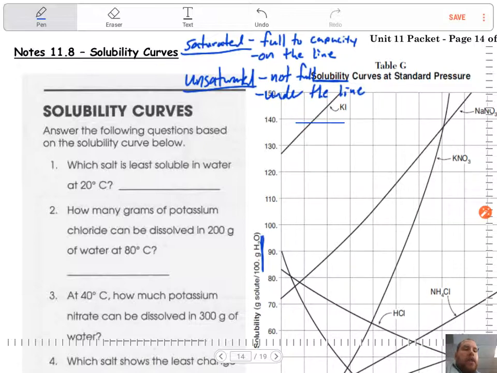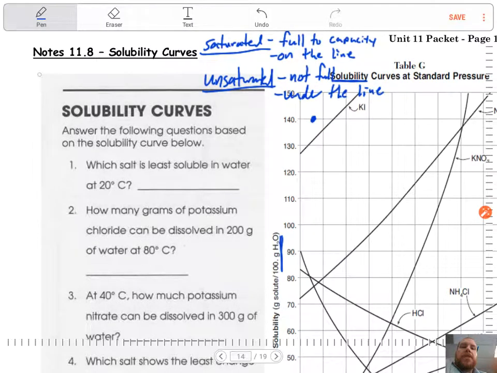Now, there's a third option, I could also go above the line. So if saturated is on the line, unsaturated is below the line, meaning there's room to go, you have extra space to fill. What do you think above the line means? That would be supersaturated, okay? Okay, so this is filled over capacity.